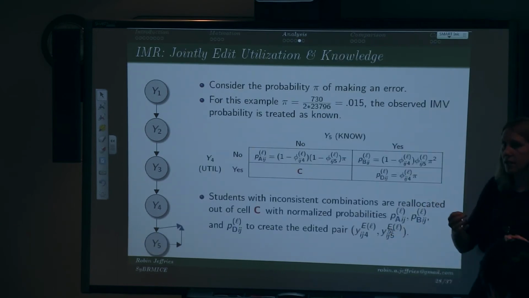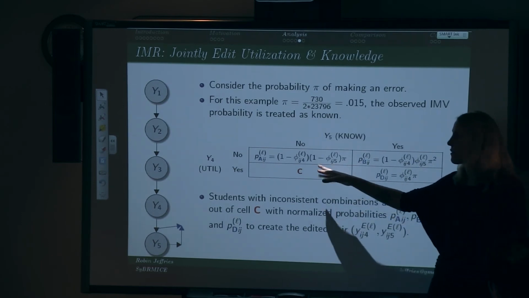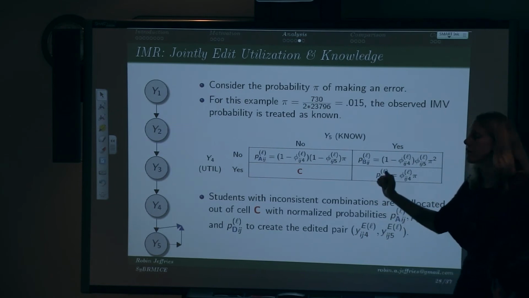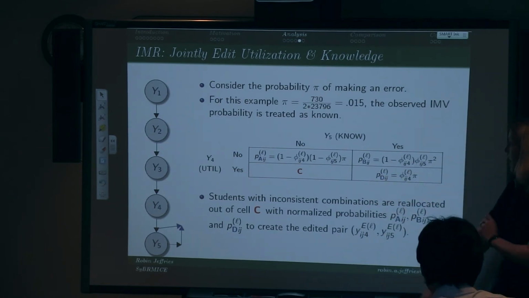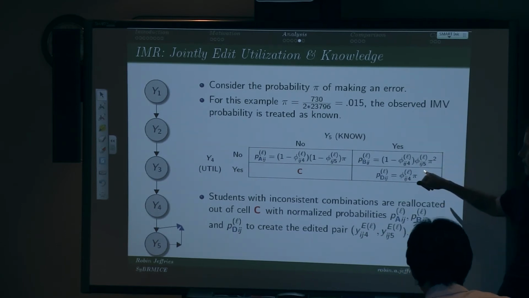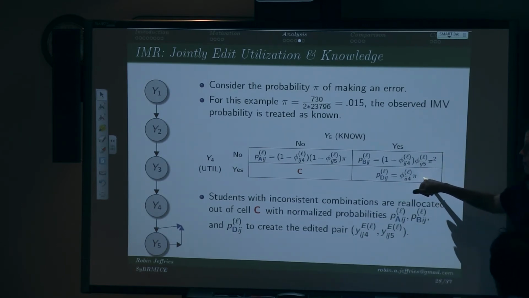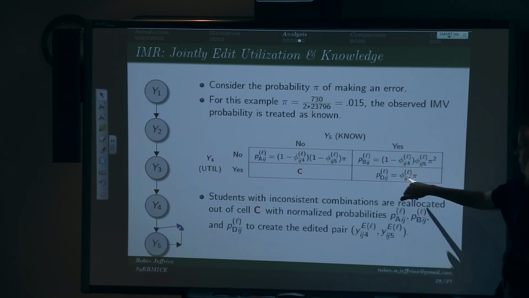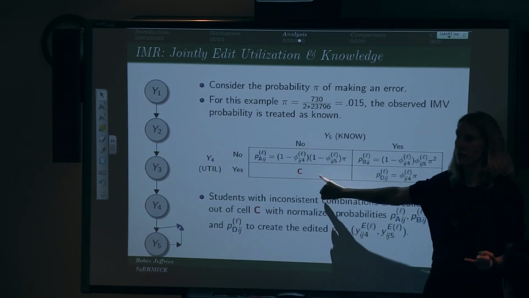So the editing process here again is a joint edit. The concept is to reallocate the students out of this inconsistent cell back into one of the 3 valid cells. And this is where we can consider the probability of making an error. So if a student truly knew about the cap and got a condom from it, that's a probability of going to get a condom from it, but then they made an error in the knowledge variable.